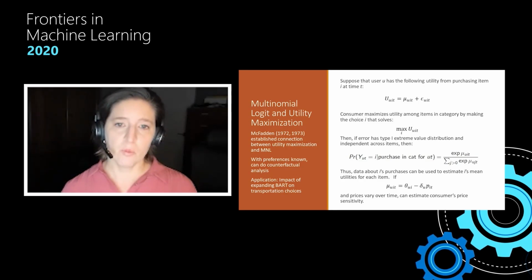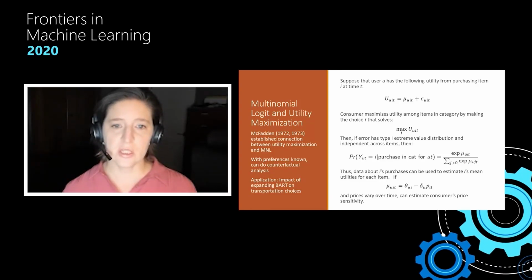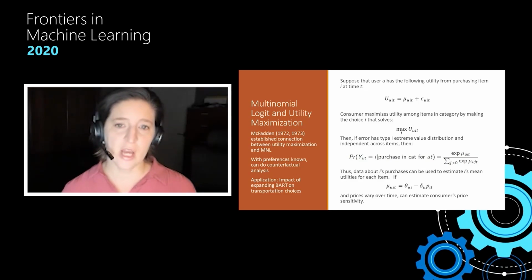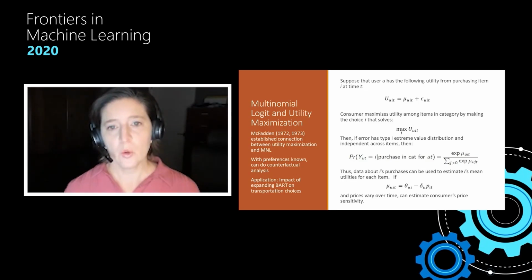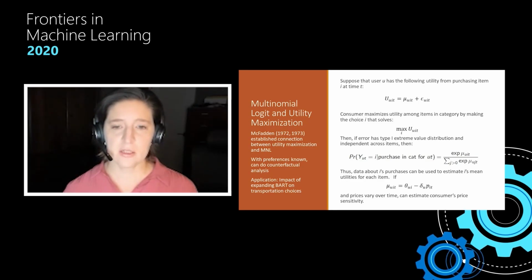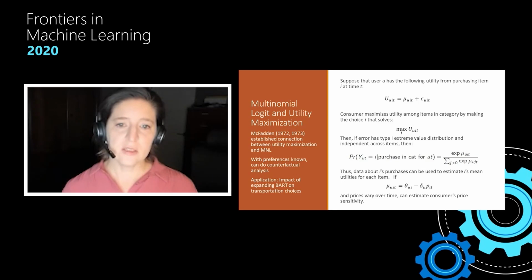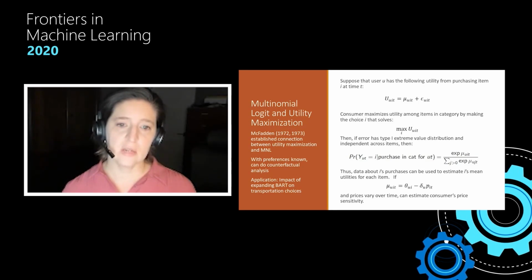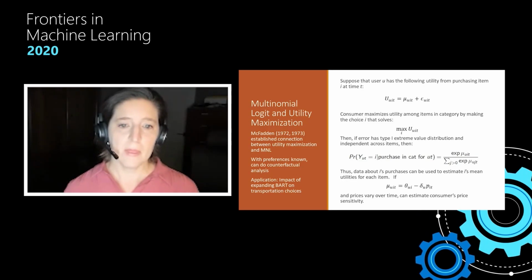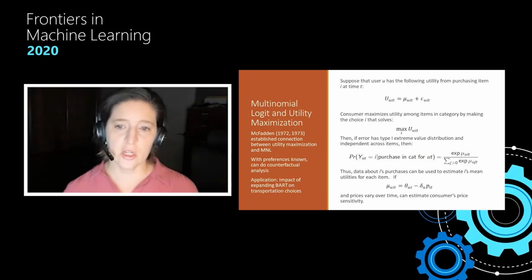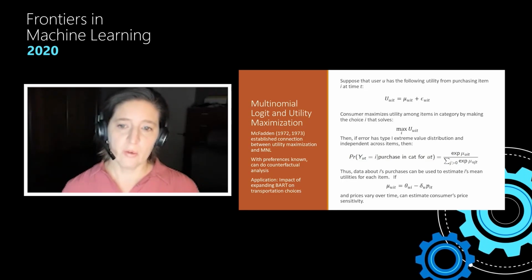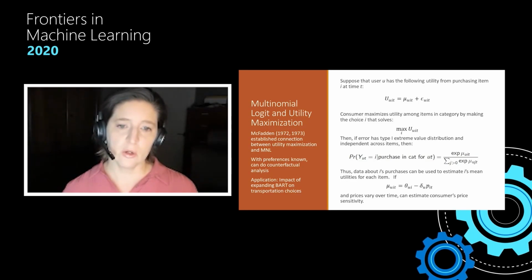In general, we're going to have a more specific functional form model for the mean utility, and that's going to allow us to learn from seeing the same consumer over time, and also to extrapolate from one consumer to the other. We're going to assume that the consumer maximizes utility among items in a category by just making this choice. So they're going to choose the item i that maximizes their utility. Now, the nice thing is that if the error has a type 1 extreme value distribution, independent across items, then we can write the probability that the user's choice at time t is equal to i in the standard multinomial logit functional form. So utility maximization, where these mu's are the mean utilities, will lead to multinomial logit probabilities.